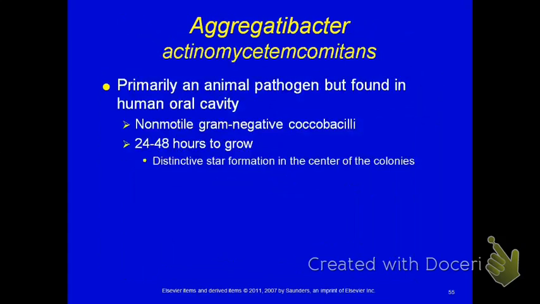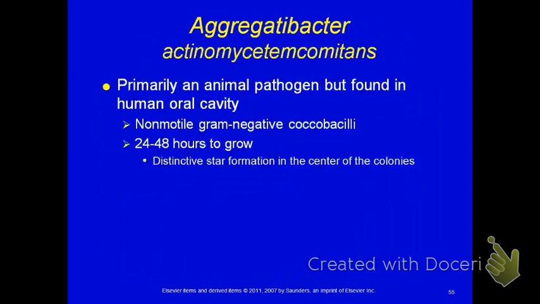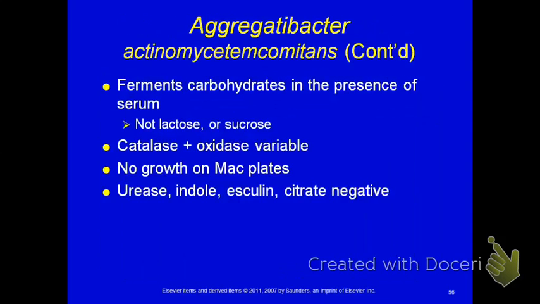So, another example of Aggregatibacter that had grown in a blood agar plate, and the general microscopic morphology of Aggregatibacter aphrophilus. Then, Aggregatibacter actinomycetemcomitans. Primarily, this is an animal pathogen, but could be isolated from the oral cavity of humans. Non-motile gram-negative coccobacilli, it would take at least 24 to 48 hours before you are able to see the distinctive star formation in the center of the colonies. Okay, I hope you could Google image search this very interesting distinctive star formation in the center of the colonies.